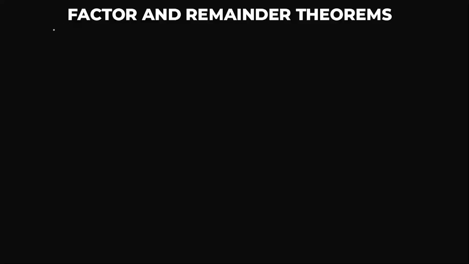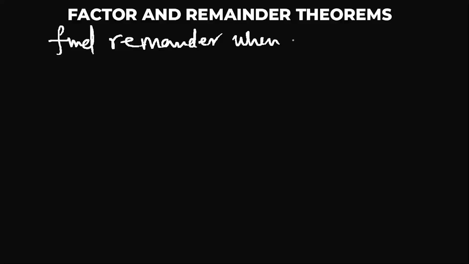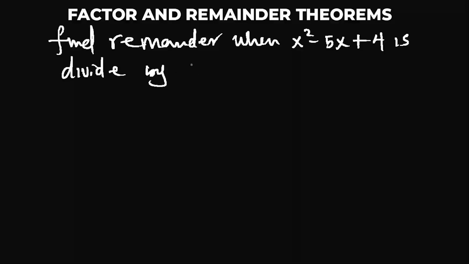Find the remainder when x squared minus 5x plus 4 is divided by x minus 1. So if I have this function divided by this, we are asked to find the remainder, right? So how do we go about that?